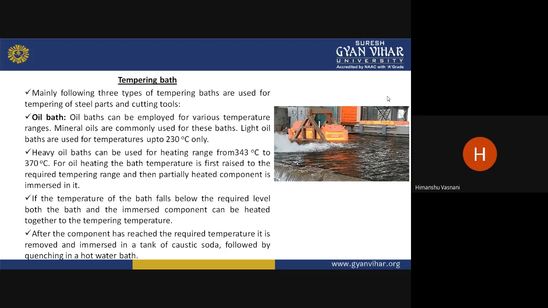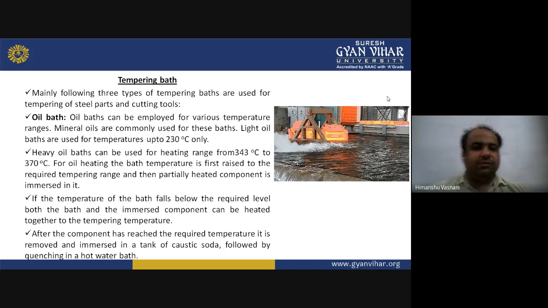So this oil bath has its own style of processing. Okay, it has a range that it can be used for heating range from 343 to 370 degrees centigrade. And the bath temperature is raised to the required temperature and then the partially heated component is immersed in it. So it has its own methodology for giving this tempering in the oil bath. Okay, now the next.